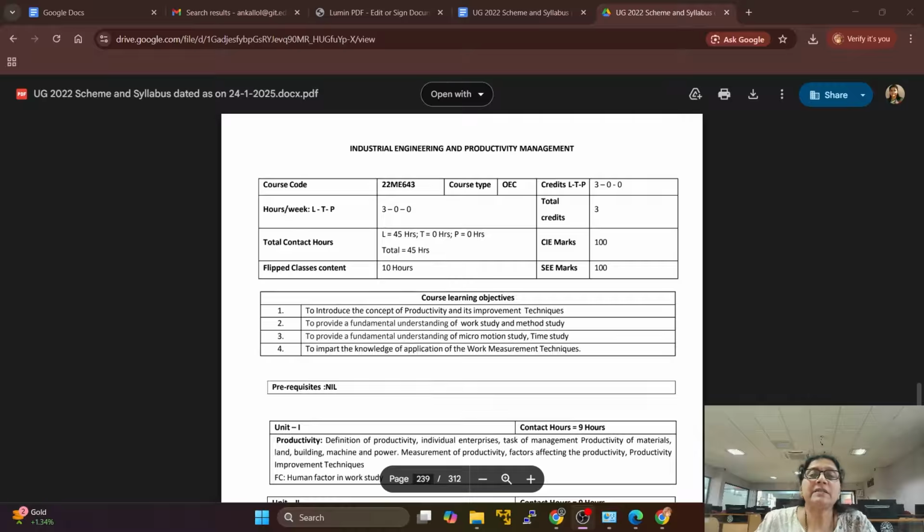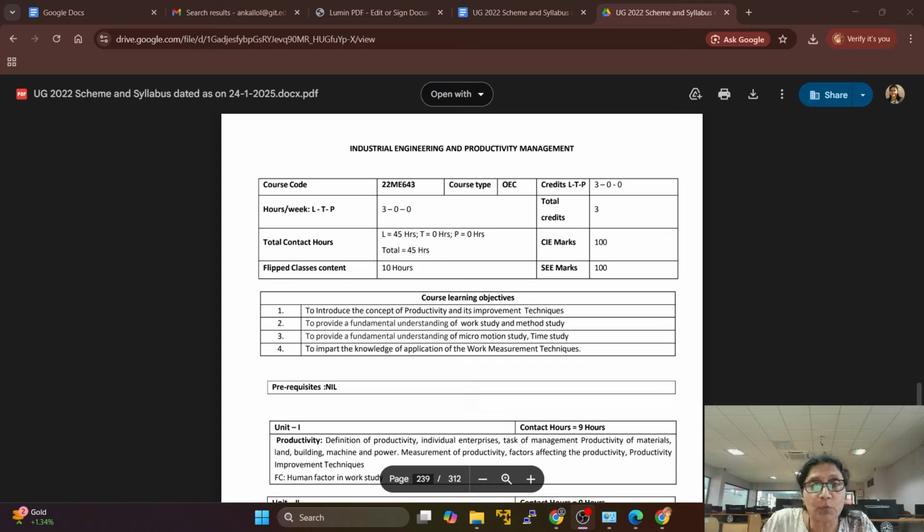So, as the name indicates, Industrial Engineering and Productivity Management, the focus of this syllabus or course is on productivity improvement of all organizations. Every organization or every industry wants to improve its productivity. So the next question comes, what is productivity? Productivity is analogous to the efficiency of a machine.